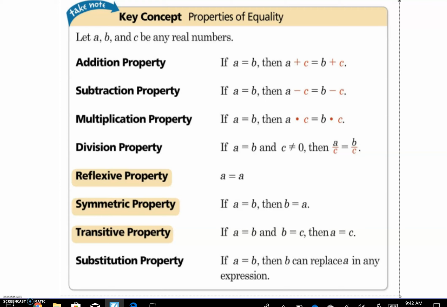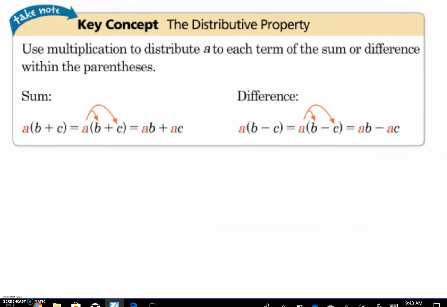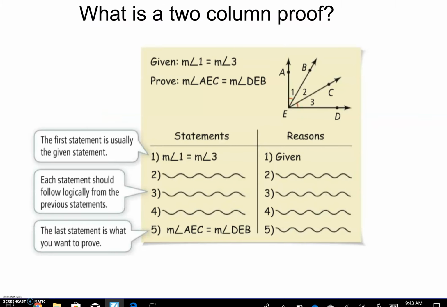And then you have a couple of other properties that we'll use more in chapter 4 than we will now. The reflexive property of equality says 1 is equal to 1. The symmetric property of equality says if 1/2 is equal to 0.5, then 0.5 is equal to 1/2. They're the same thing. The transitive property is a little bit harder to understand, but we'll get into that. And then the distributive property is just a property that you know how to do. Whenever you do that in a proof, you just call it the distributive property. This is how we distribute. You already know how to do this.